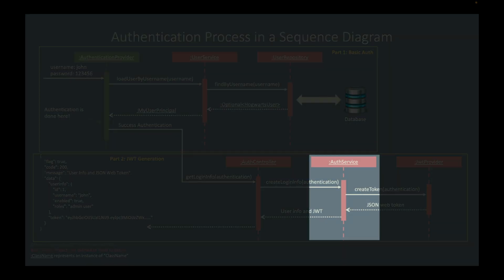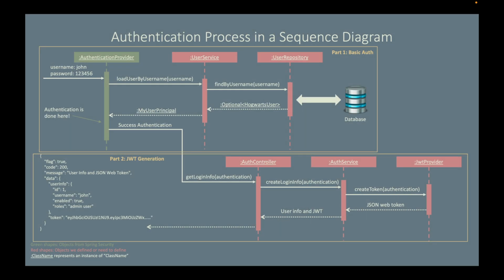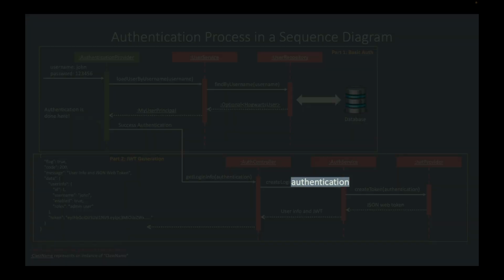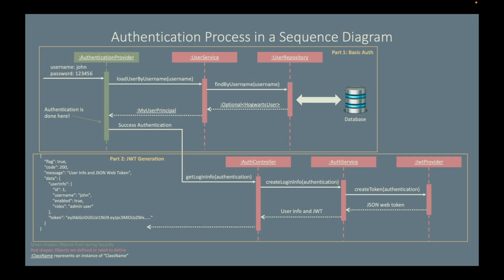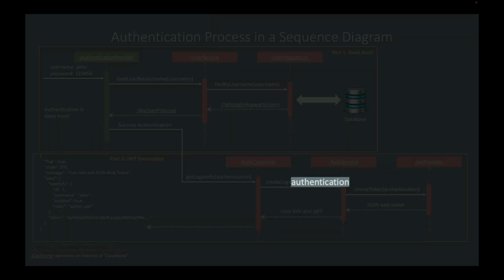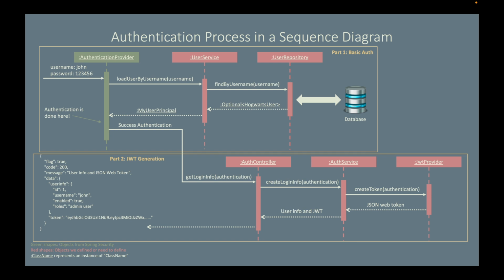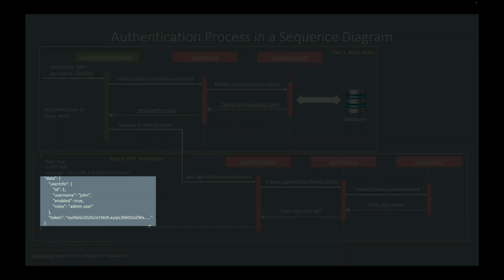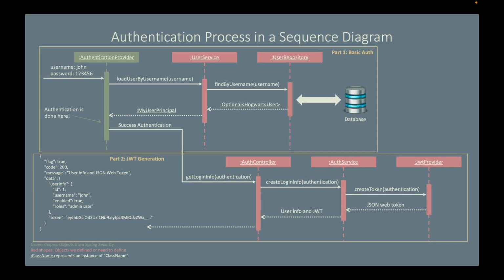The auth service then gets the user information like ID, username, enabled, and roles from this authentication object and returns them to the controller, who will serialize them into JSON and send back to the client side. By the way, here, this authentication parameter represents a logged in user. It has all the information about the logged in user. That's why auth service can create login information based on the authentication. Please note, in this project, we're not just returning the JWT, but the user information as well, like ID, username, enabled, and roles.